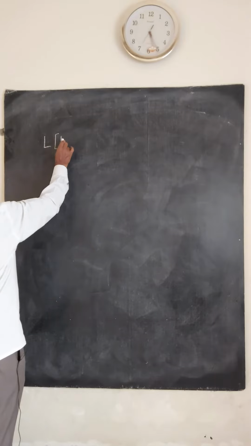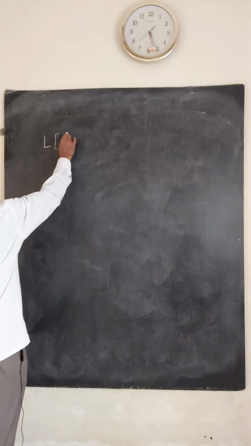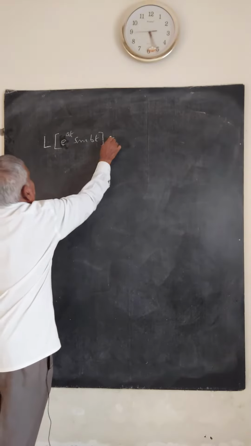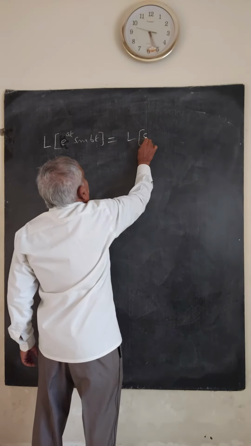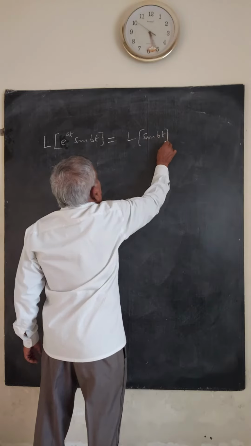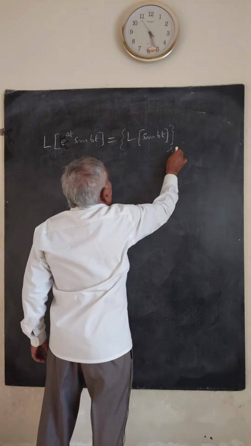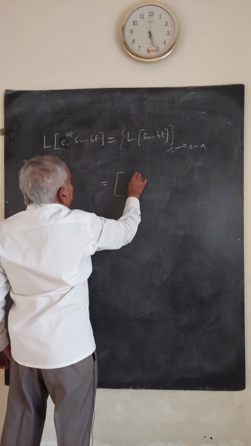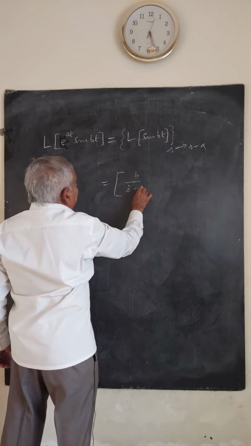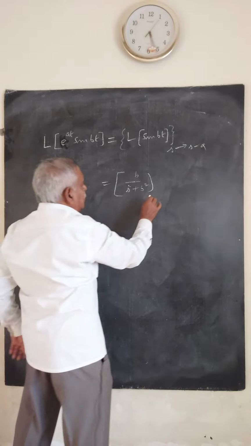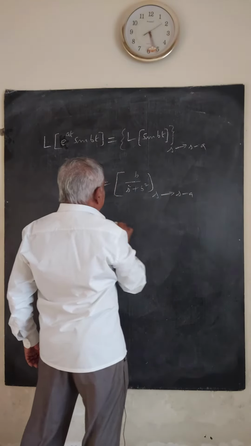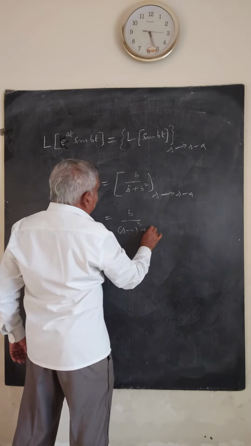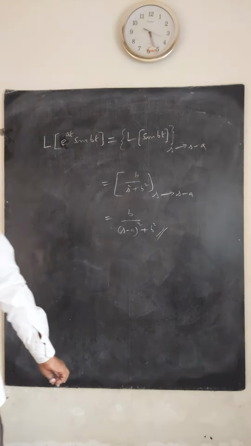Similarly, L of e power at sine bt. L of sin bt is changed with s into s minus a. L of sin bt equals b by s square plus b square, the basic eighth formula used. S tends to s minus a, so b by s minus a whole square plus b square is the answer.